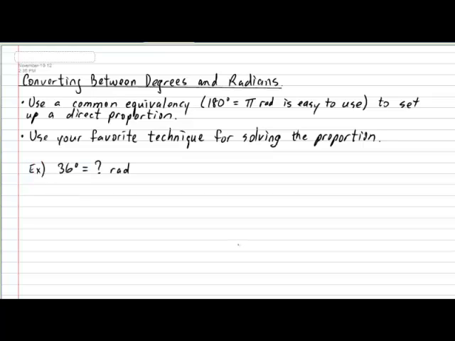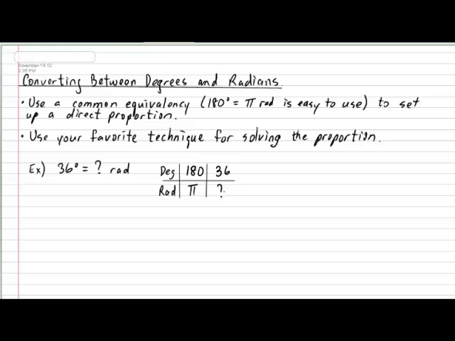Suppose I asked you to convert 36 degrees into radians. To set up your direct proportion, you're free to use a small table of values such as the following. First, fill in the table with one of your commonly known equivalencies. I'm going to use the fact that 180 degrees is the same as pi radians. And simply fill in the rest of the table using your known information, 36 degrees.